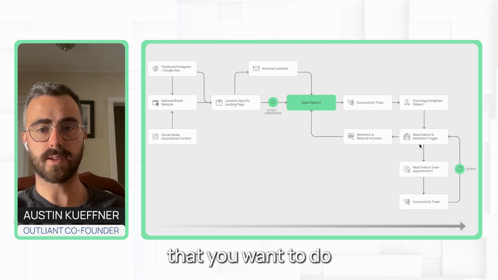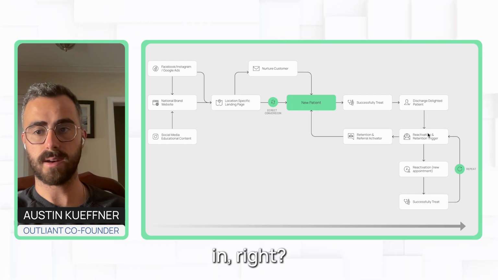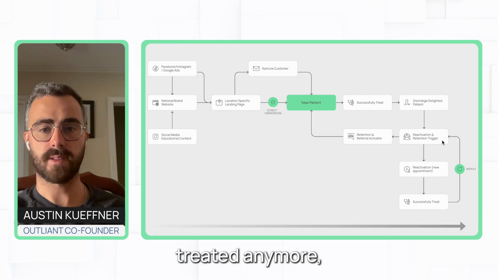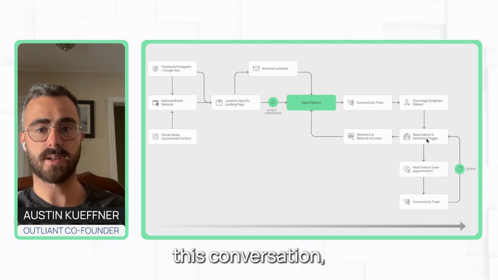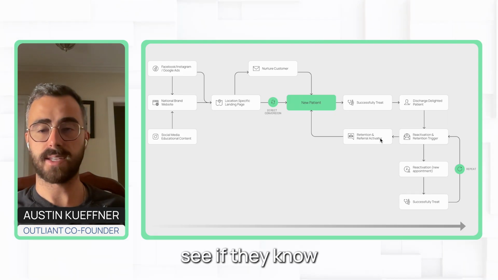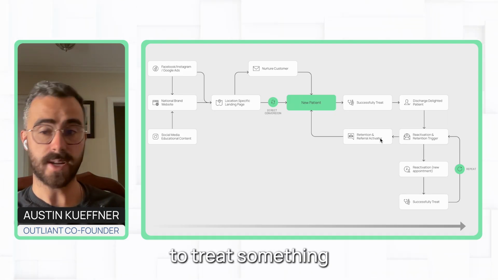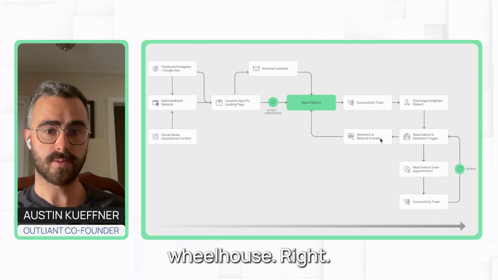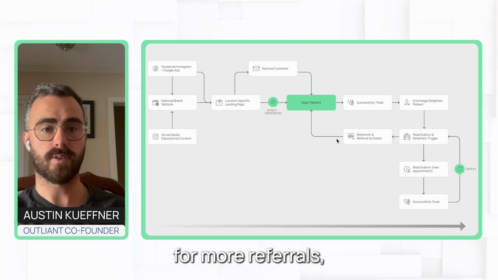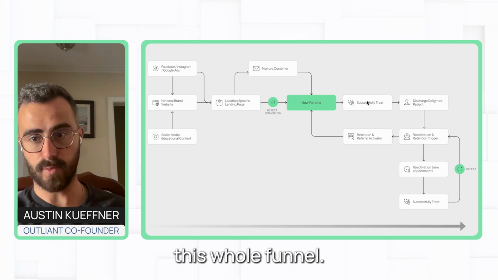Another thing that you want to do is, 3 to 6 months in, right? If your patient's happy and they don't have anything that they need treated anymore, then you could also direct this conversation to asking for referrals, see if they know anybody that could use your services or needs to treat something that is within your wheelhouse, right? And essentially through that, you can ask for more referrals, which brings in new patients and successfully brings people back through this whole funnel, right?